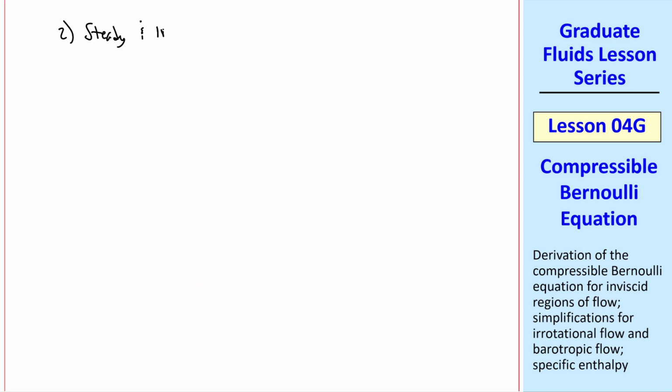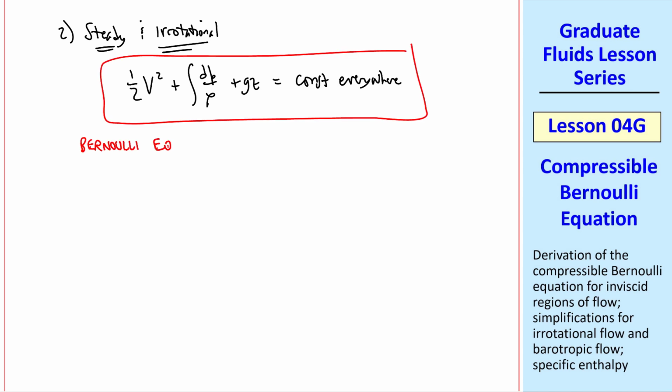If it's not only steady but irrotational, we get the same equation on the left-hand side, but now it's constant everywhere. This is the Bernoulli equation for barotropic, steady, inviscid, irrotational flow. This is analogous to the incompressible case, where the left-hand side was constant everywhere for irrotational flow, but constant along a streamline for rotational flow.